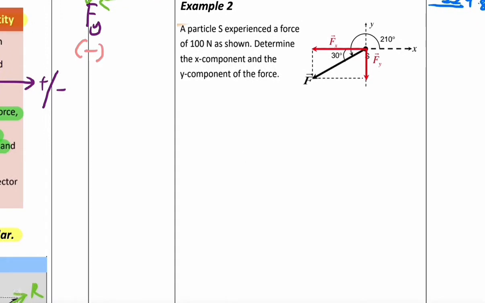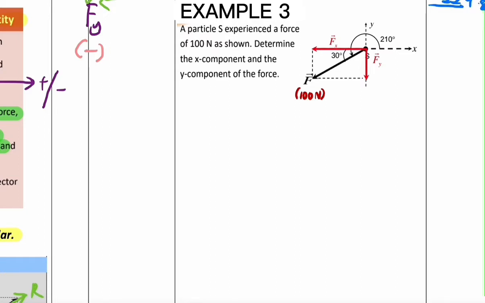Okay, example 3, it says that a particle experience a force of 100 Newton. Maksudnya force kita kat sini is 100 Newton. Okay, and then determine the x and y component of the force. Ni ayat dia lah, x and y component of the force.